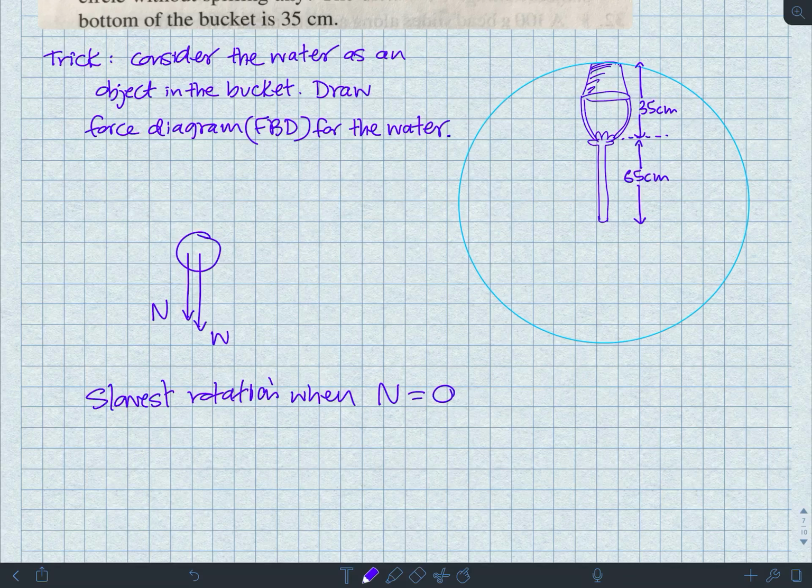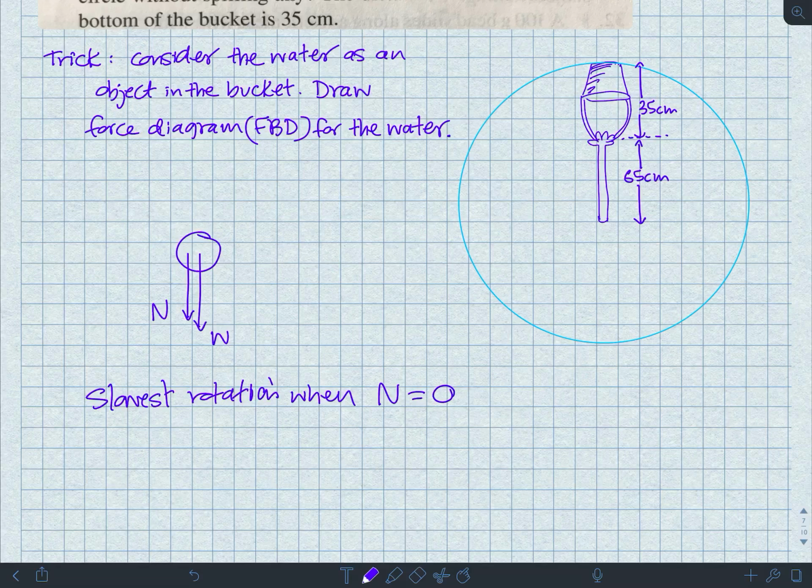And you might say, well, how is the water going to stay in the bucket if there's no normal force? Well, think about what's required for the water in order to maintain a curved path. You need to have a centripetal acceleration. You need to have a center-seeking sum of your forces. So it's not necessary that we have a normal force acting.